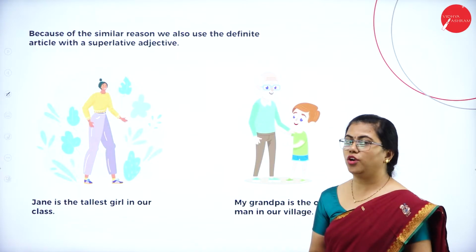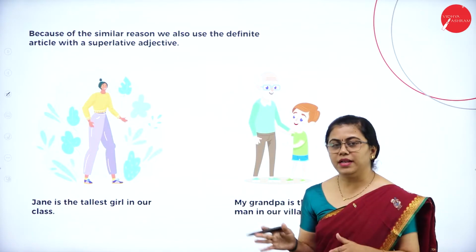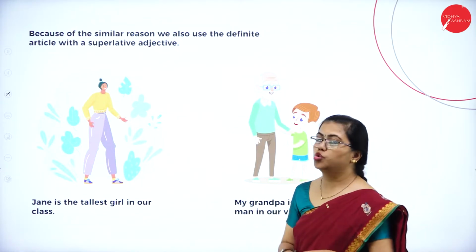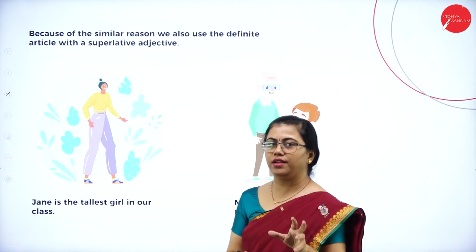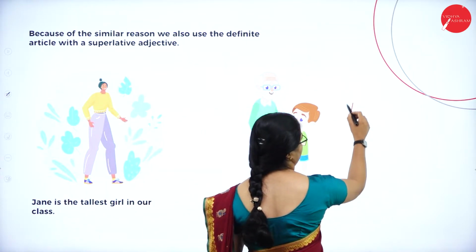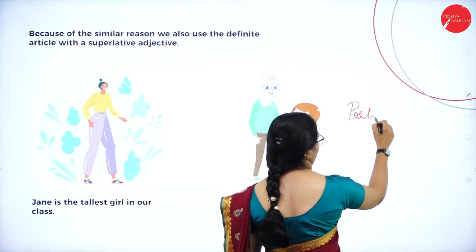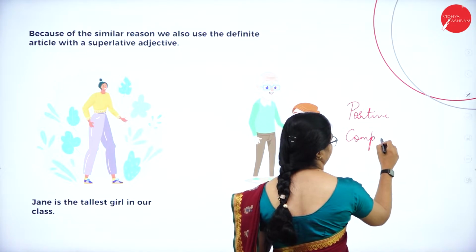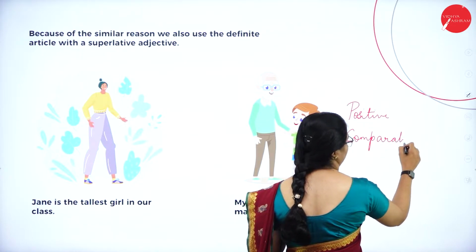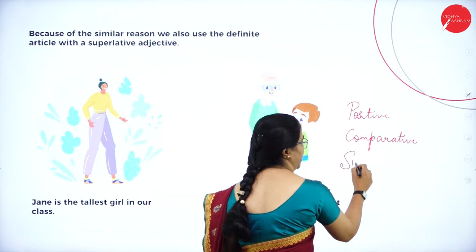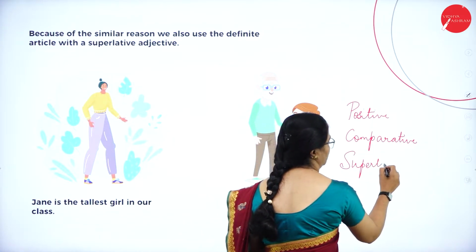Next, where do we use this? A similar reason where we use the definite article is that we use it with the superlative degree. Hope you know the three degrees of comparison. Which are the three degrees of comparison? We have positive, then we have comparative, and superlative. Note the spelling, it is comparative, not comparitive. I hope you remember this.